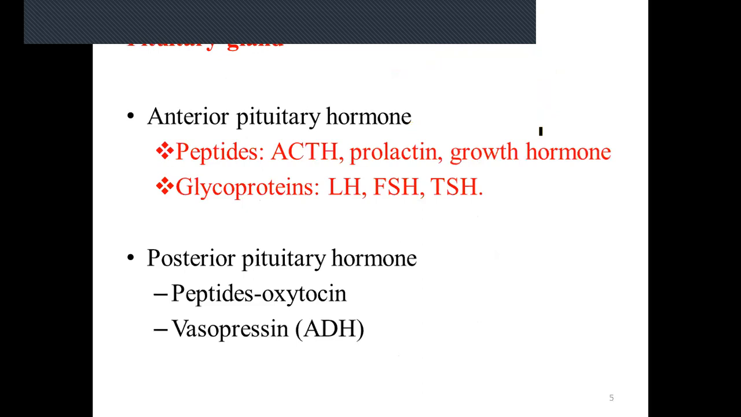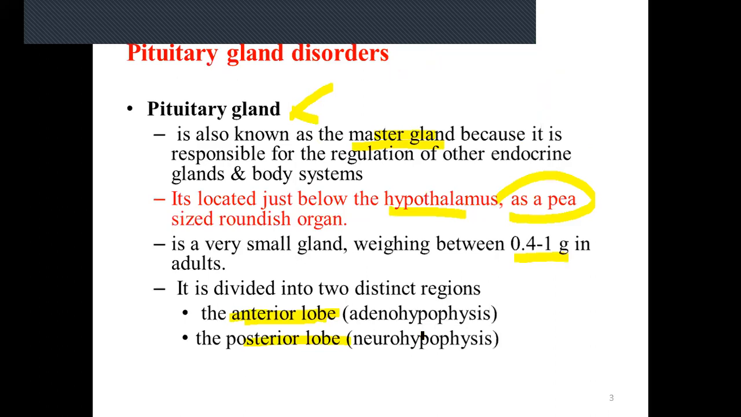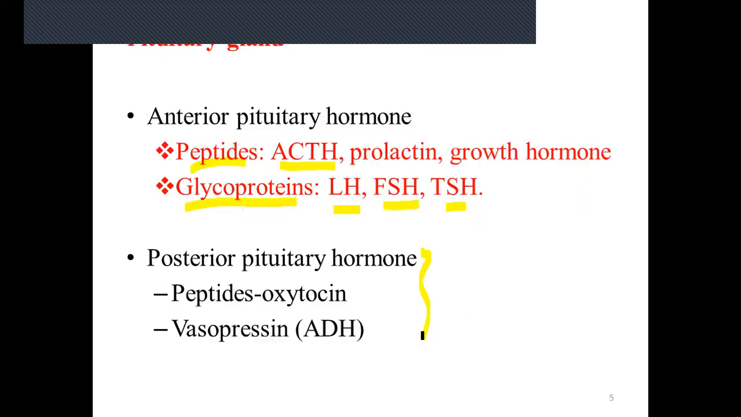When you look at the anterior pituitary hormones, some of them are peptides and others are glycoproteins, like adrenocorticotropic hormone, prolactin, and growth hormone. Then also luteinizing hormone, follicle-stimulating hormone and thyroid-stimulating hormone are some of the anterior pituitary hormones. But the posterior ones are mostly produced in the hypothalamus, and they are stored in the posterior part of the pituitary. That is why they are known as neurohypophysis. Yes, those are neurohormones.